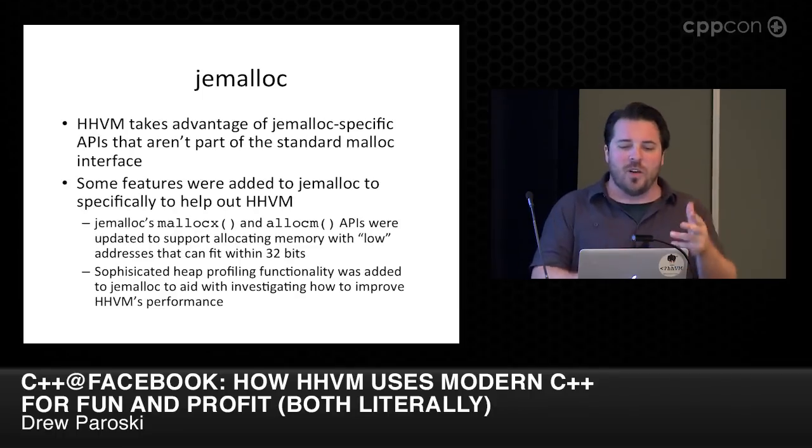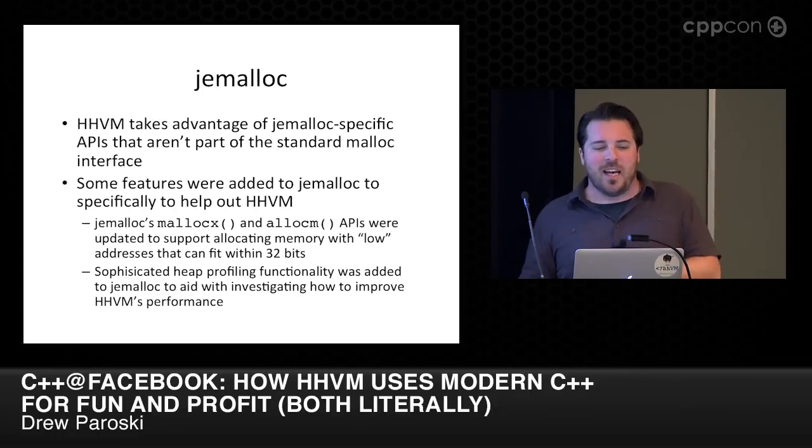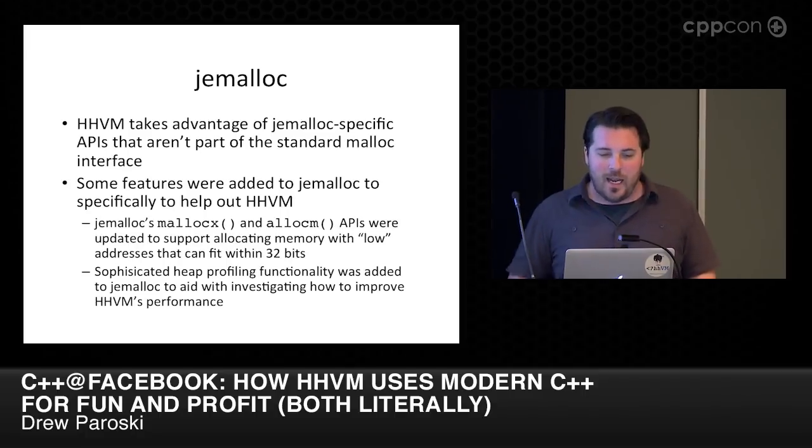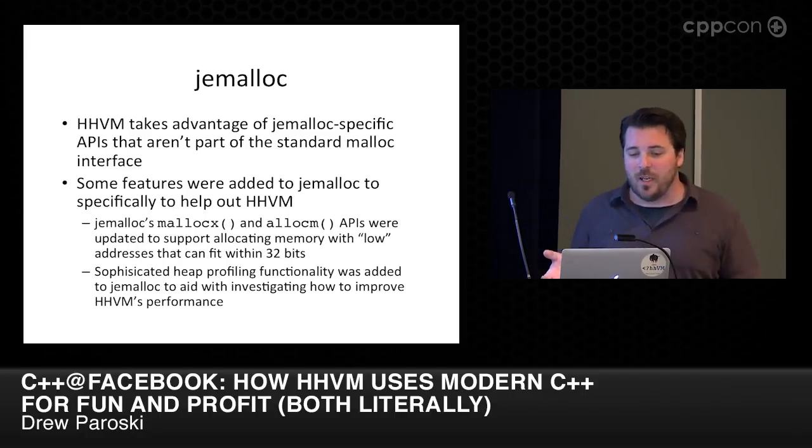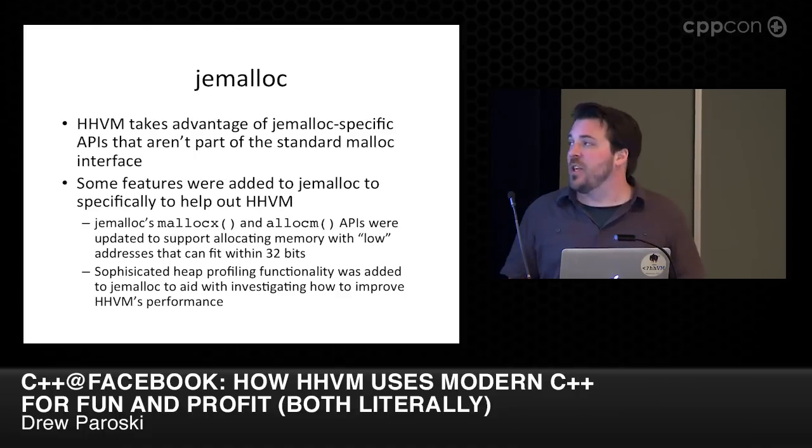So in addition to the standard ones, jemalloc offers a couple extra APIs with more options. And one of the options that got added just for HHVM was the ability to allocate memory that has low addresses that can fit inside 32 bits. And we'll get into, in a second, why that's helpful. And then another thing is that a lot of sophisticated heap profiling functionality got added to jemalloc over time. The main motivation for doing that was to be able to profile how HHVM used memory and improve it over time.